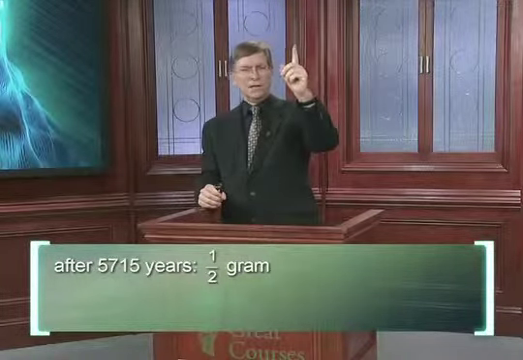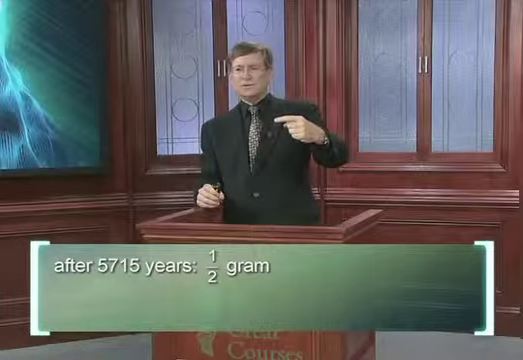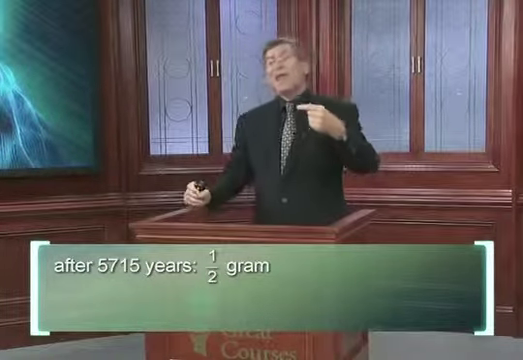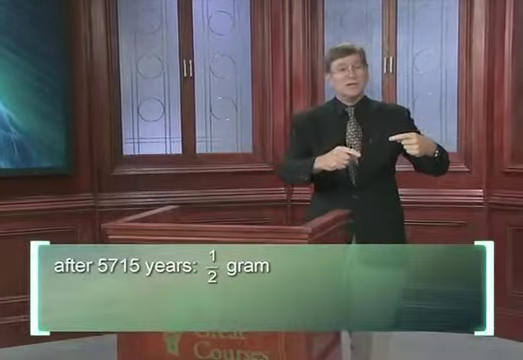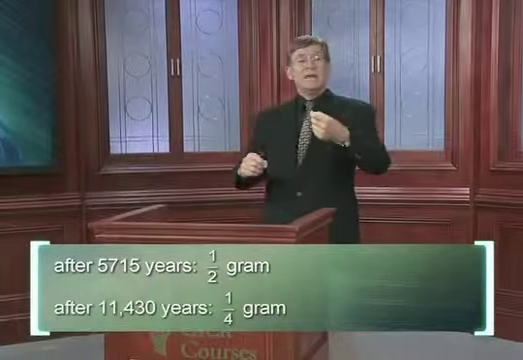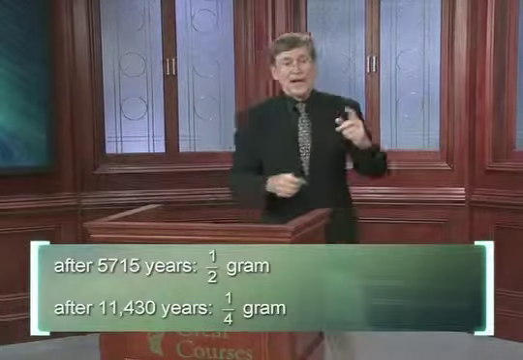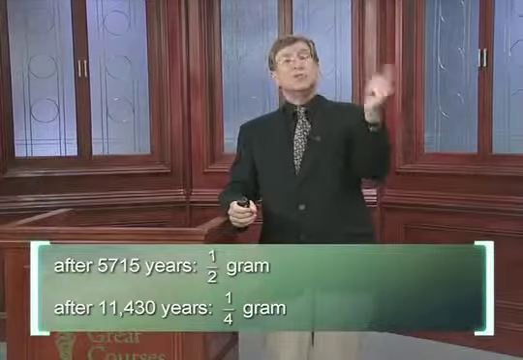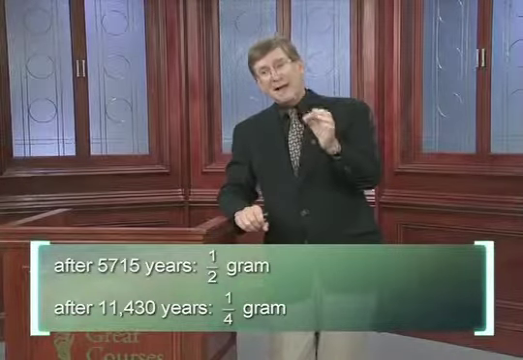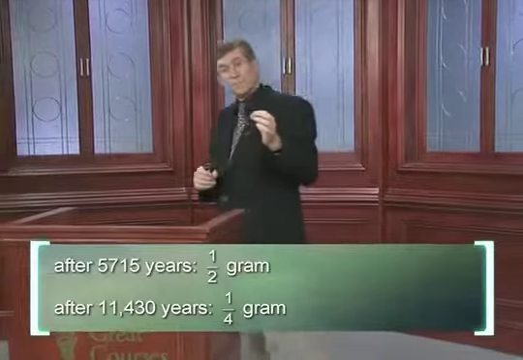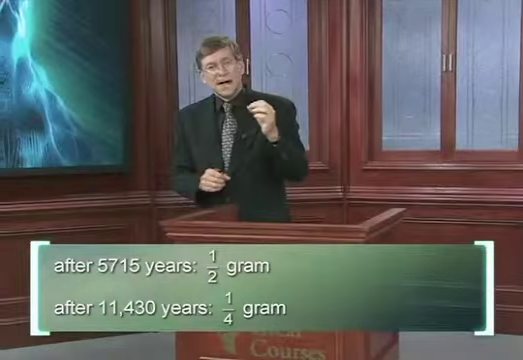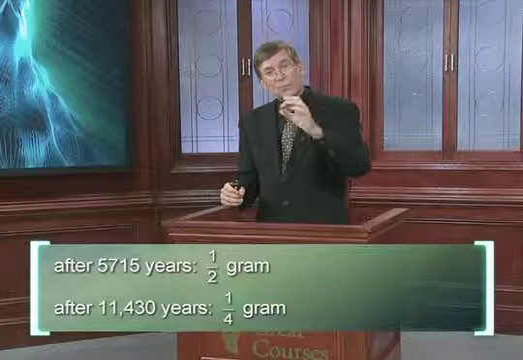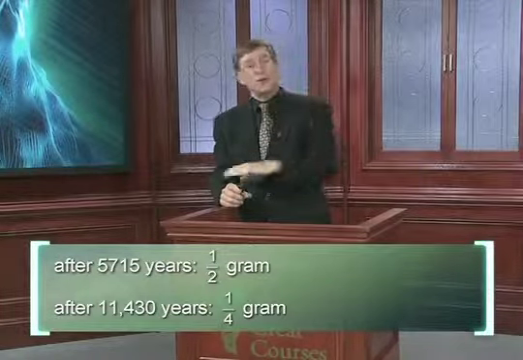You start with 1. After 5,715 years, you'll have half a gram. And then in another 5,715 years, you'll have a fourth of a gram. That means that in 11,430 years, that's 2 times the half-life, you'll have a quarter of a gram. So what should we expect after 10,000 years? Well, we should expect to have a little more than 1/4 of a gram, shouldn't we? So let's model this situation and see what the answer really is.